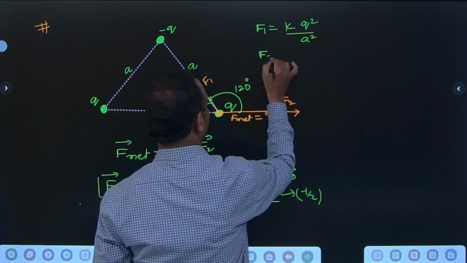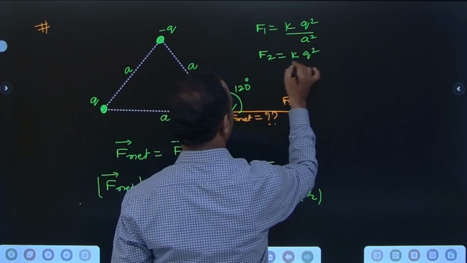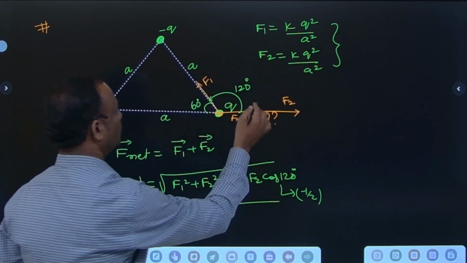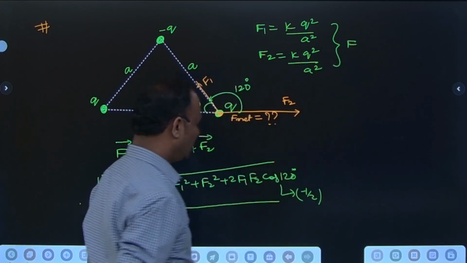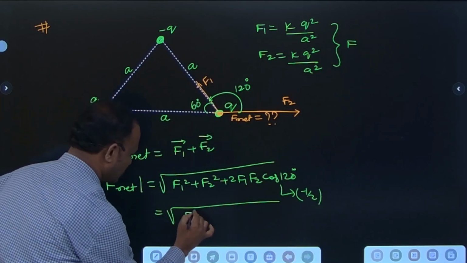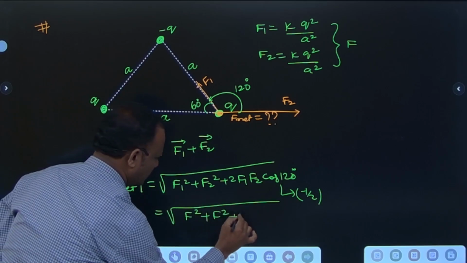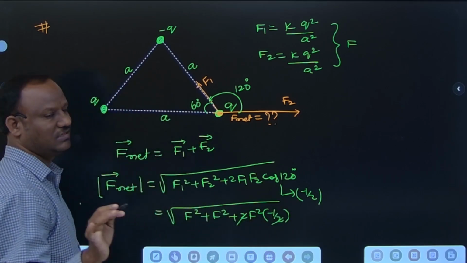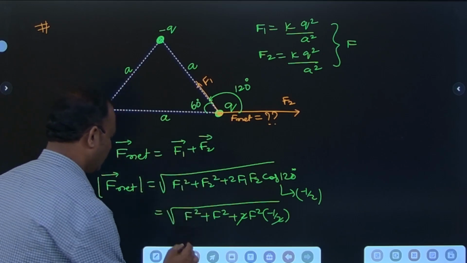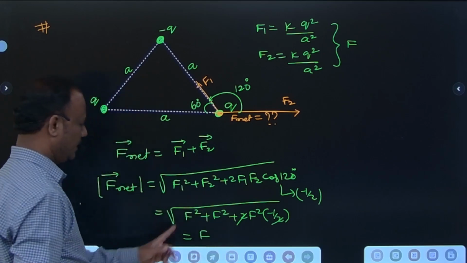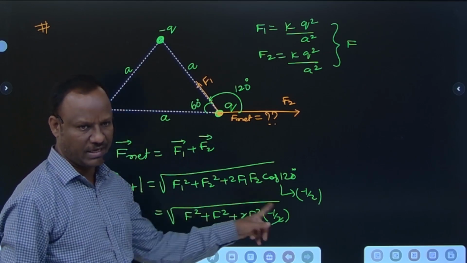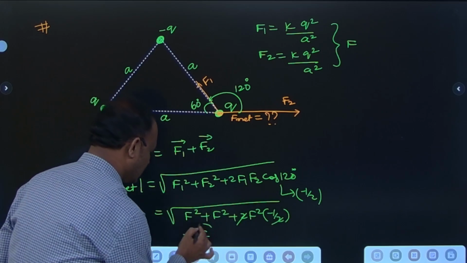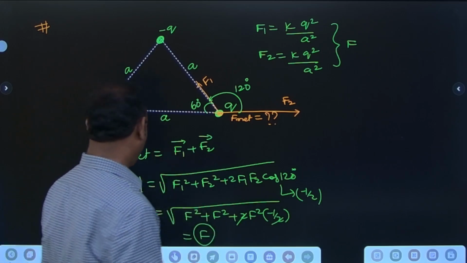And for F2, it is also the same, K into Q square by A square. Both of these are F only. So F square plus F square plus 2 F square into minus 1 by 2. Same force, 120 degrees. So it's F square plus F square, 2F square minus F square, that is F square. Square root of F square is F.